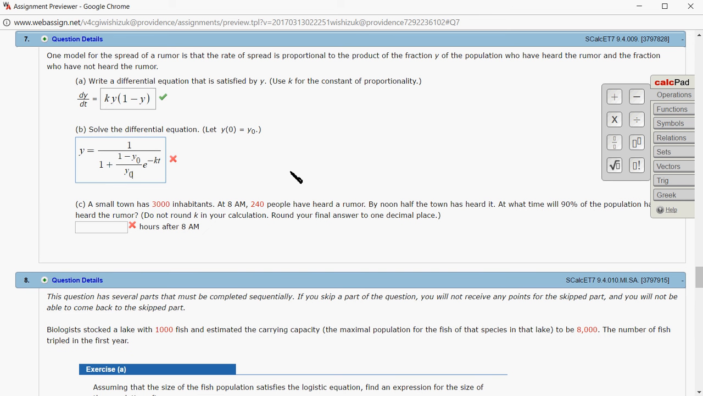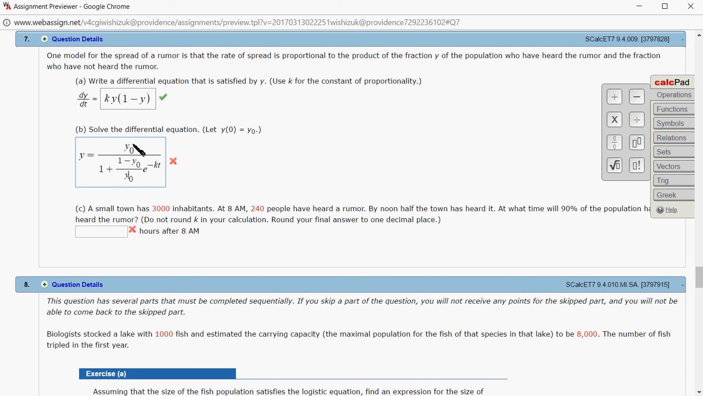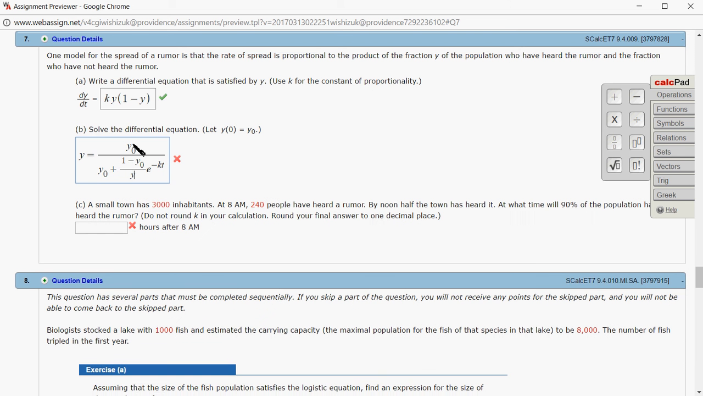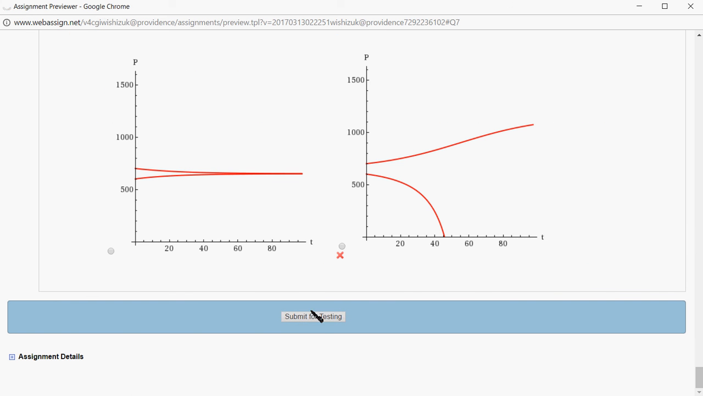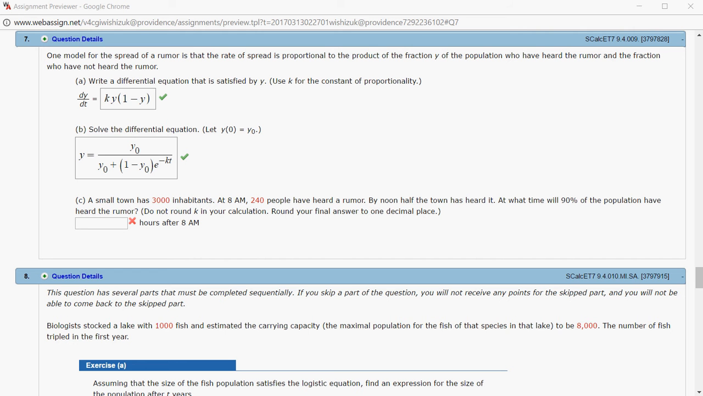I can probably leave it as it is, but it looks pretty ugly. So what I'm going to do is multiply top and bottom by y0. That way we don't have a fraction inside the fraction. The 1 times y0 is going to be y0, then this y0 is going to cancel out, so I'm going to get rid of that and make sure to put the parentheses around there. I think that looks a little bit better. So let's check the answer. Submit for testing. All right, we got part B correct.